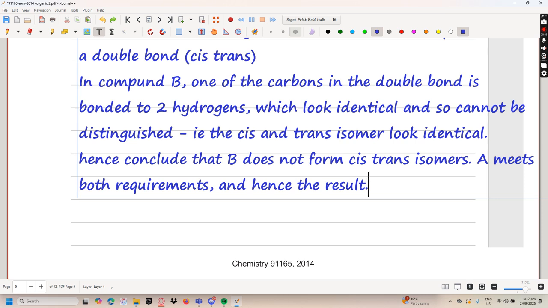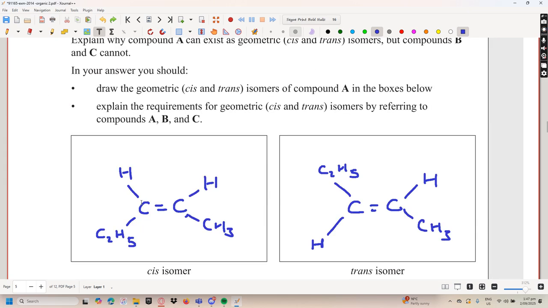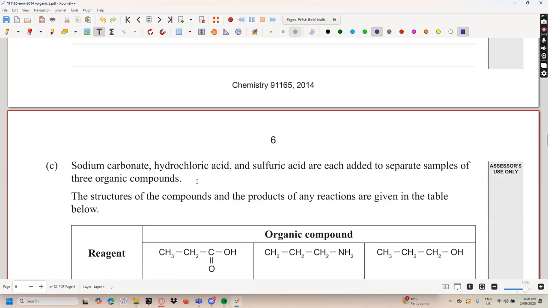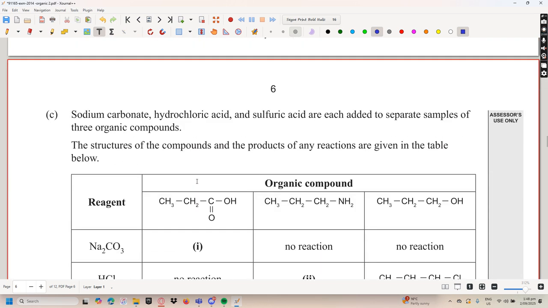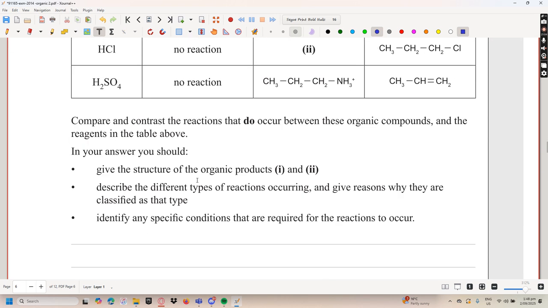So compound A meets both the requirements, right? It has a rigid double bond, and it also has both carbons in the double bond bonded to two distinct groups, so you can actually tell them apart. Awesome. Okay.